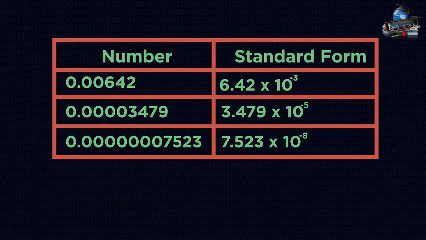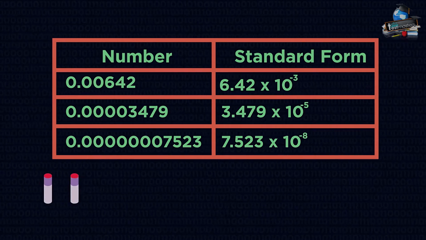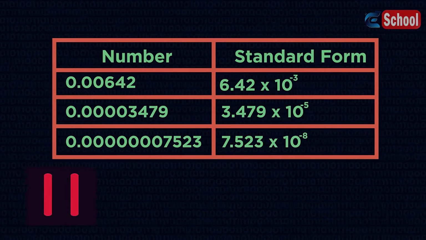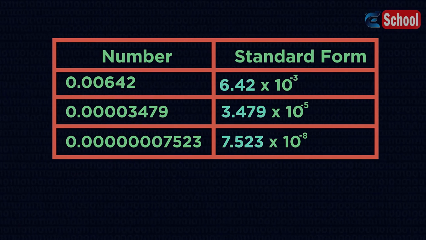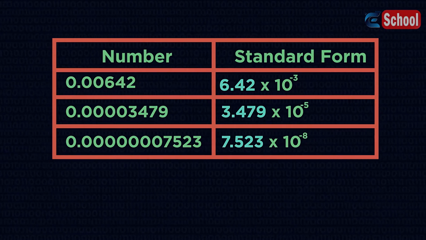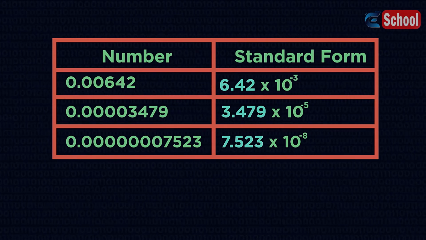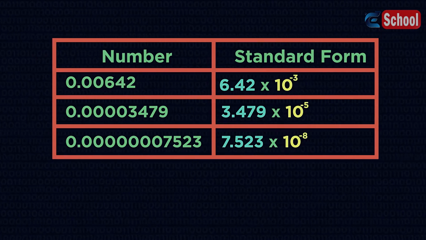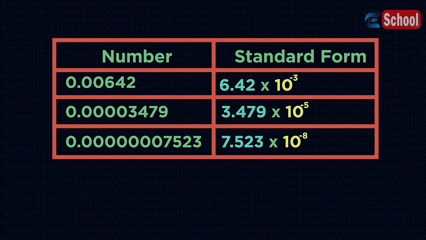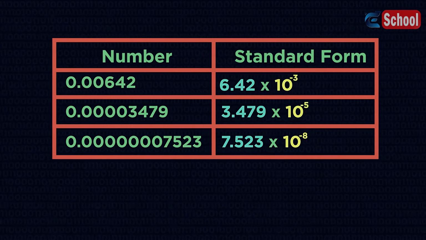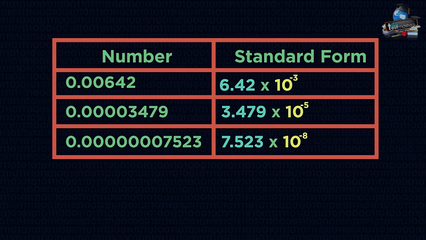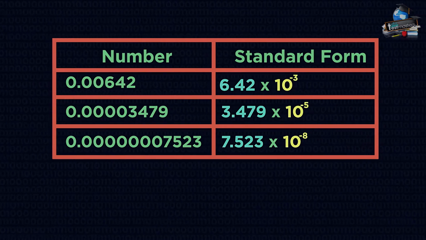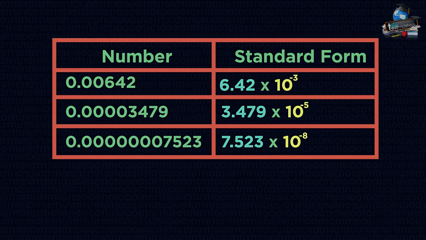Again, have a look at the table and see what you notice. Pause the video, have a think and click play when you're ready. Again, this number is always between 1 and 10. But this time we move the decimal place to the right, and so the number is times 10 to a negative power. So just remember that big numbers have a positive power and small numbers have a negative power.